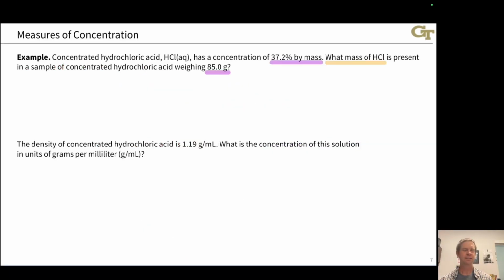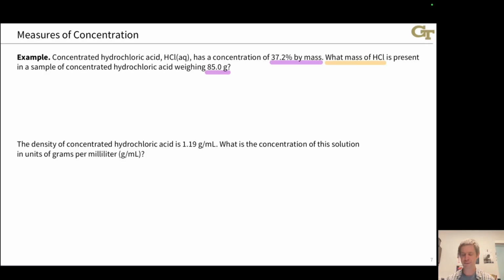Let's do a little practice now with units of concentration by addressing the example problems on this slide. Concentrated hydrochloric acid, nasty stuff, has a concentration of 37.2% by mass. The question here is, if I've got a sample of concentrated hydrochloric acid weighing 85 grams, what mass of HCl, the solute, is present in this solution?